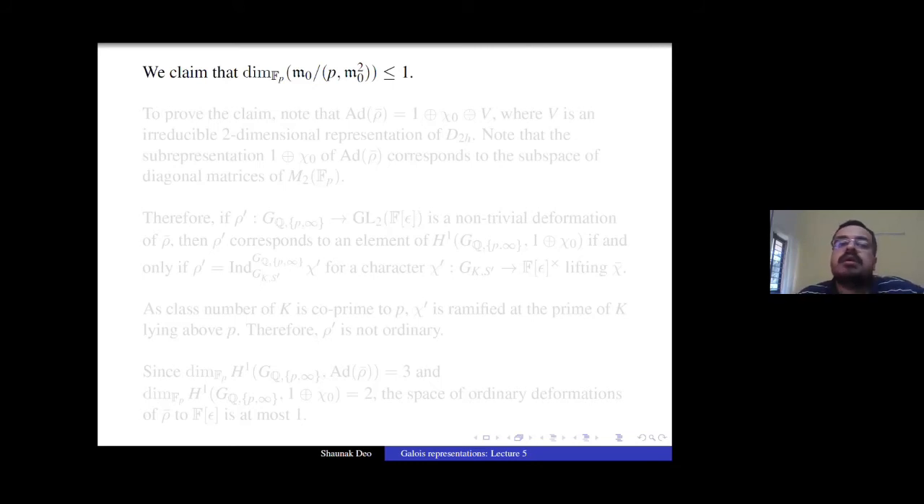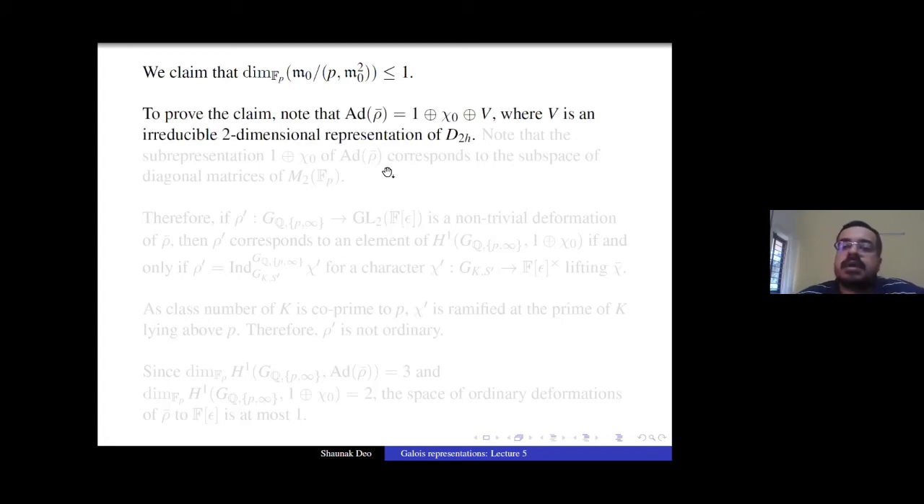To do that, we first note that ad rho bar has a nice form. It is 1 direct sum chi naught direct sum V, where V is some irreducible representation of a dihedral group. Because our representation is induced from a character, this structure of ad rho bar is very easy to compute. 1 is just the trivial character, chi naught is the character corresponding to the quotient of the dihedral group of order 2, and V is some irreducible two-dimensional representation. So we have this nice decomposition of ad rho bar coming from the dihedral group.